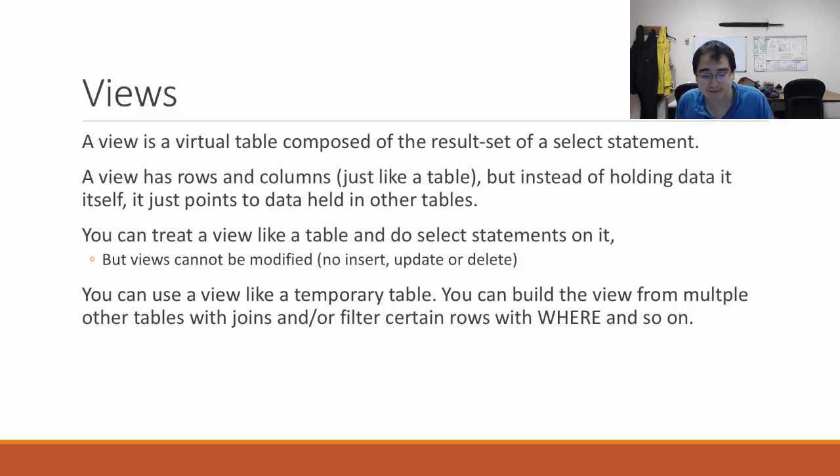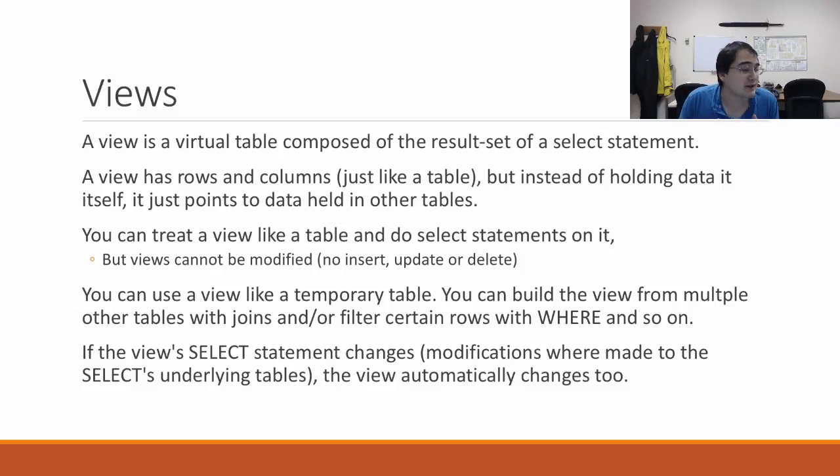And the important thing to note, and this is really useful, is that if the view's select statement changes, meaning the rows that would be returned by the select statement change because, for instance, you added rows to various tables and things like that, the view automatically changes as well. The view is a live select statement that's running whenever you try to use the view. Okay, so let's look at an example for this.